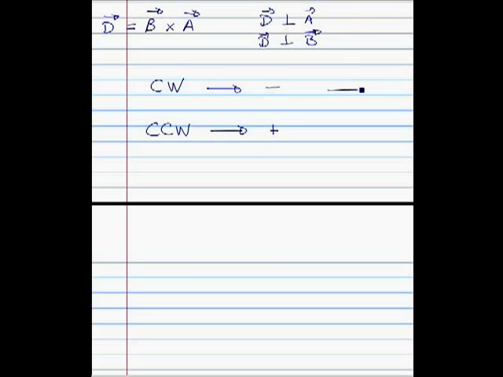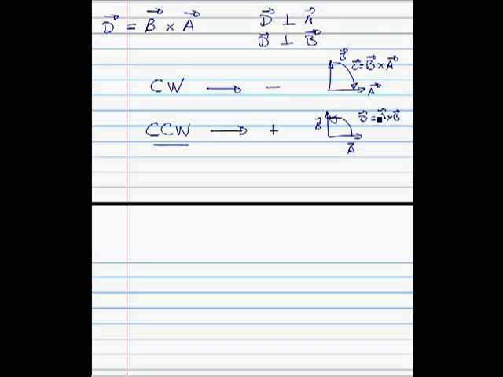That is, if A is along the X and B is along the Y and you're going clockwise, you're sweeping B towards A, so really you're doing B cross A. If you're doing this, you're going to end up with a negative sign as vector C. But if you're sweeping in the other direction, counterclockwise, so this time you're doing A cross B, sweeping A towards B, this one will be the positive one.